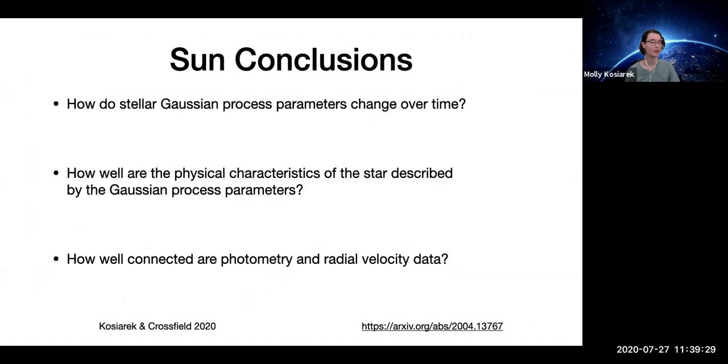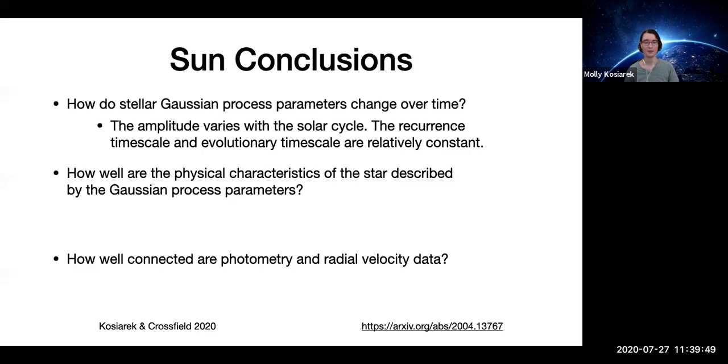Okay, so let's conclude this section and fill in what we now know about the 3 questions that I had about Gaussian processes: how the parameters change over time, how they match the physical characteristics of the star, and how connected they are between the photometry and radial velocity data. First, we found that the amplitude varies with the solar cycle, and that the recurrence timescale and evolution timescale were relatively consistent over the 70 years of data.